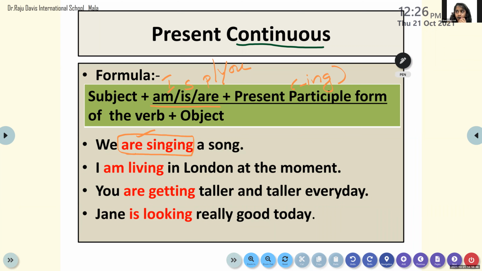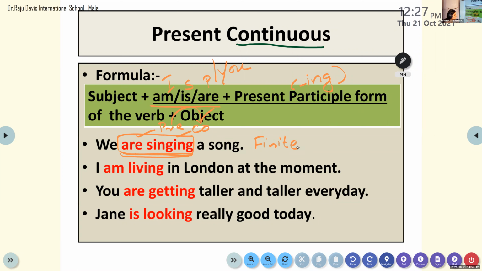Are shows the sentence is in present. Singing shows a continuous action. So the sentence is an example for present continuous. So this finite verb, auxiliary verb plus main verb, guides us to identify the tense form. So we can call it the finite verb of the sentence, because this helps us to identify the tense form of the sentence.